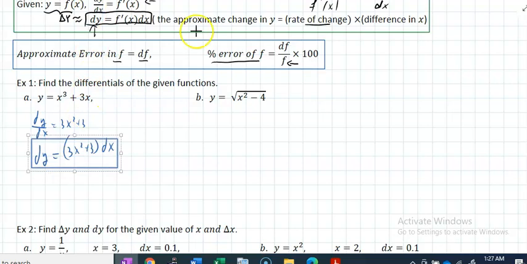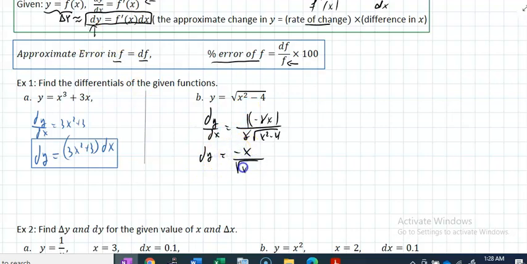We're going to do an example and find the exact difference between those. Same deal here. If I want dy dx, that is 1 over twice the square root of x squared minus 4 times negative 2x. And if I want to find dy, that would be negative x over square root of x squared minus 4 times dx. Fairly simple. And I'm going to give you an example and show you in comparison what you're finding.